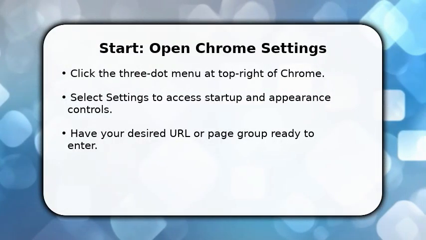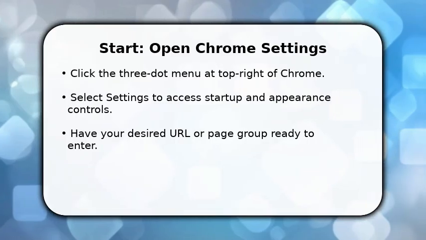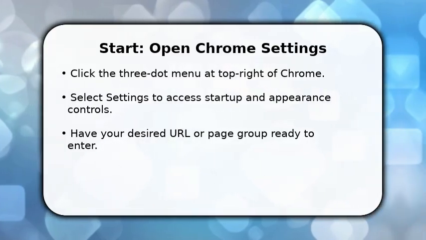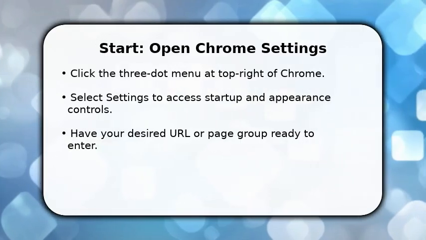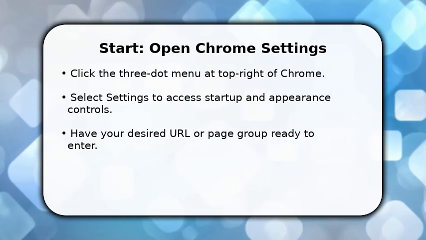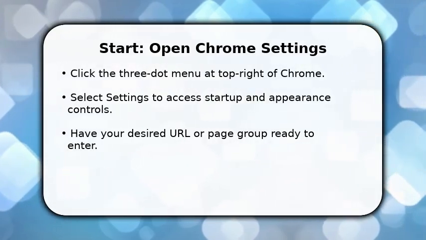You start by opening Chrome and going straight to Settings. This is where the opening page lives. Once in Settings, focus on Appearance and on Startup sections so you can change behavior. If you plan to use a specific URL, copy it now so you don't fumble. Make sure you are signed into a profile if you want changes to sync.